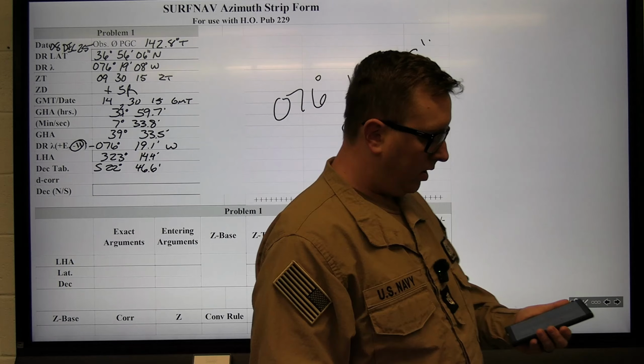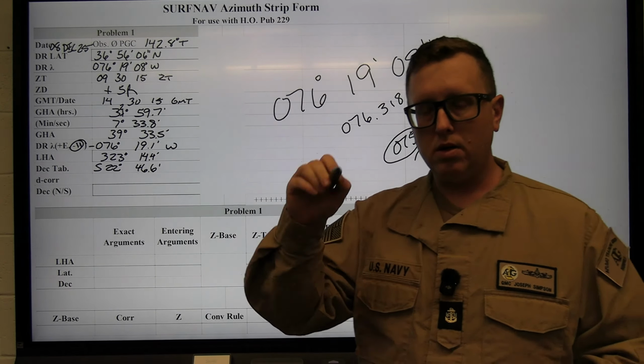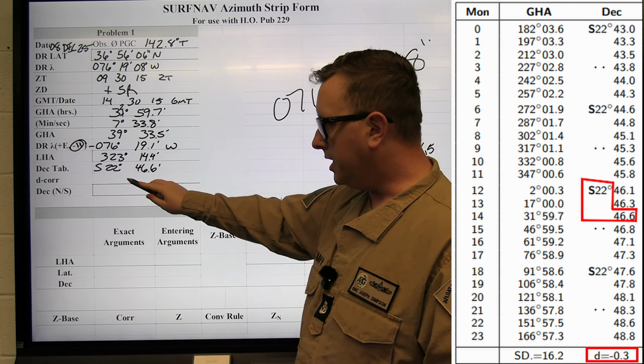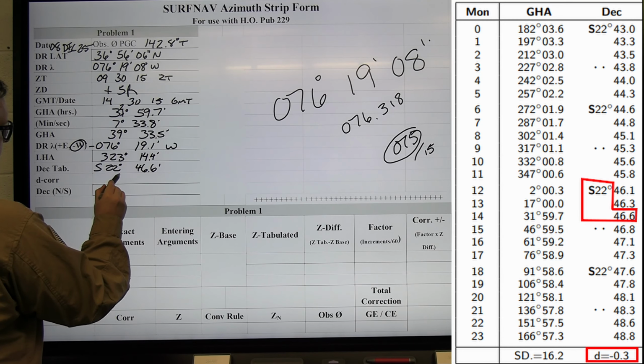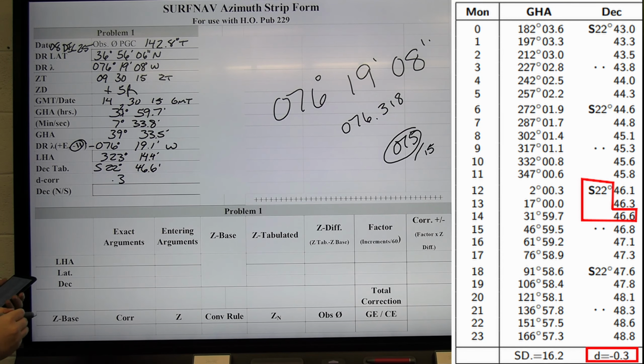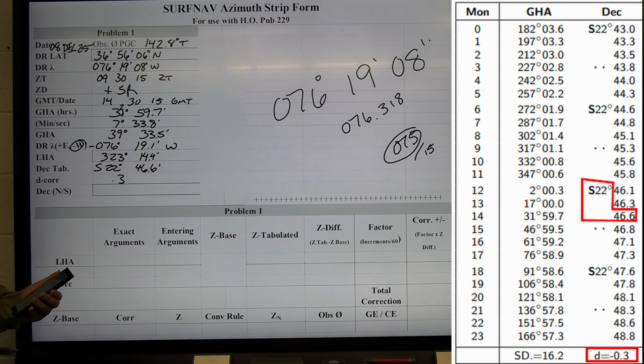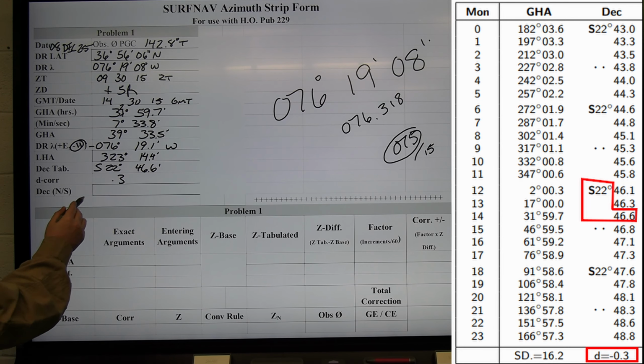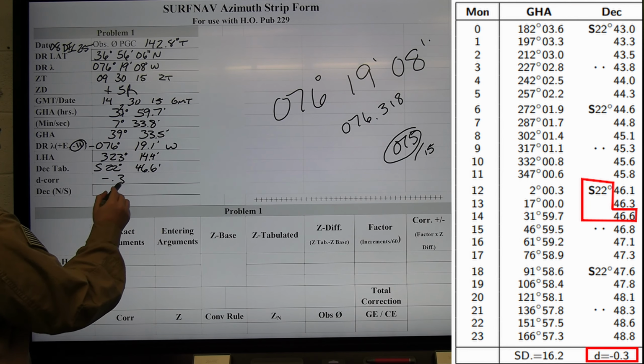Now, when you go all the way down on that table, you'll see a little d value. That is your declination correction. You're going to take what it says, 0.3 for us, and if it's increasing as you go up, it'll be a positive value. If it's decreasing going up, it'll be a negative value. In this case, it's a negative value.